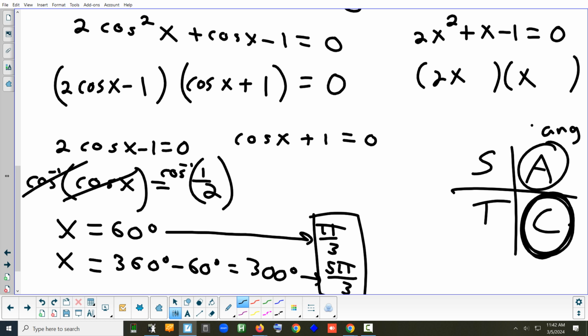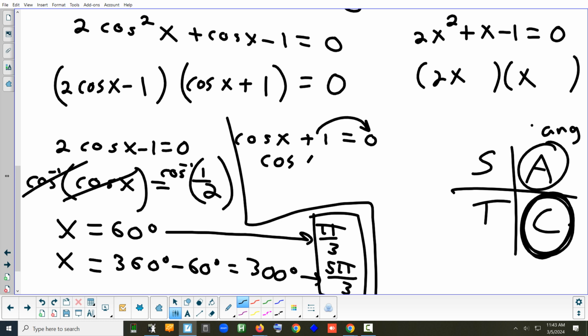All right. Now, cosine x plus 1 equals 0. For that one, I just think about the graph. Whenever this involves 1, negative 1s, or 0s, we're going to think about the graph. How do you move that plus 1 to the other side? Subtract. So we're going to be looking for where cosine equals what number? Negative 1.